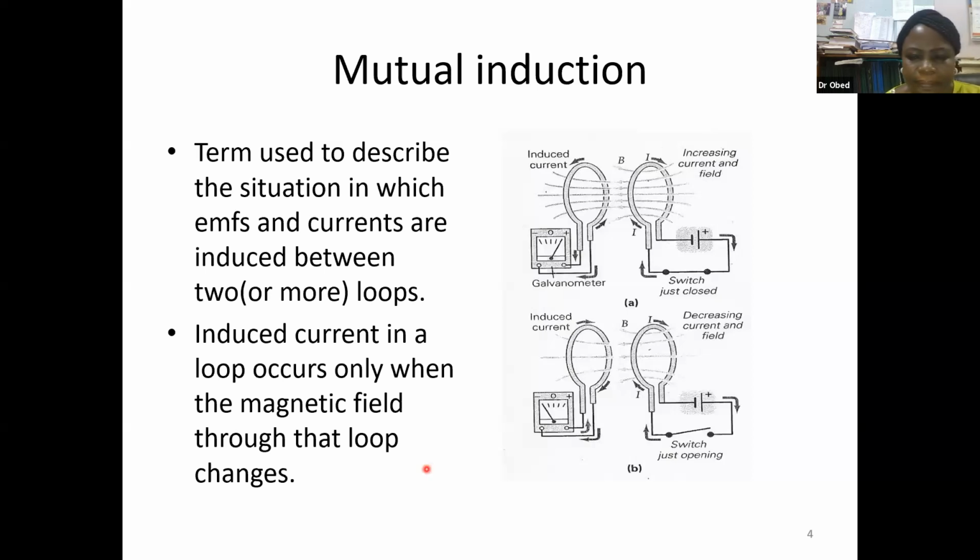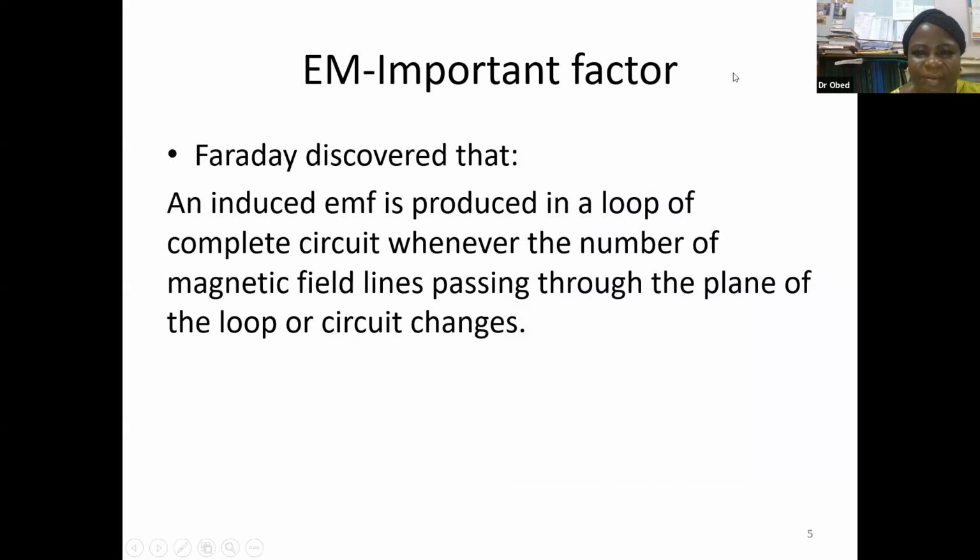Let me see. Good. So the important factor about electromagnetic induction is what the scientist Faraday discovered. He discovered that an induced EMF is produced in a loop or complete circuit whenever the number of magnetic field lines passing through the plane of the loop or circuit changes. That is like summarizing what electromagnetic induction is. So the next slide is talking about magnetic flux.